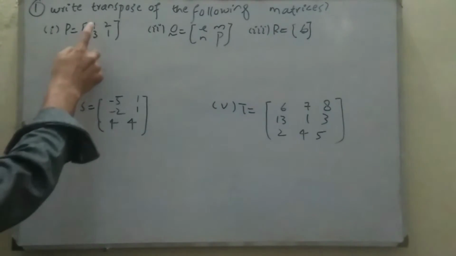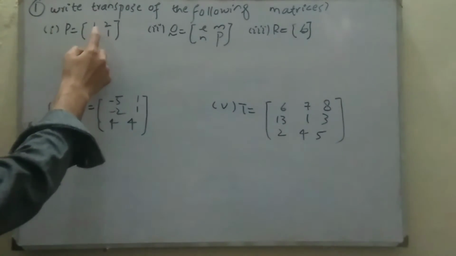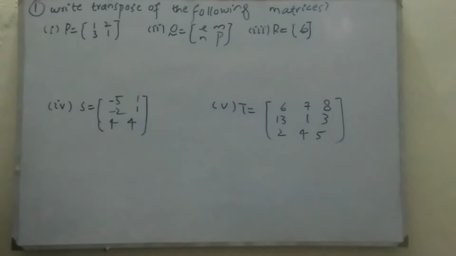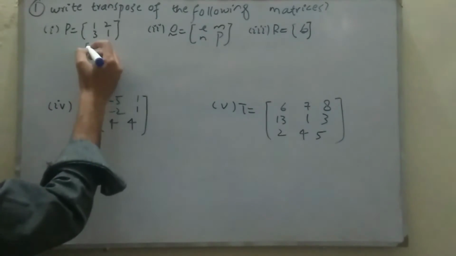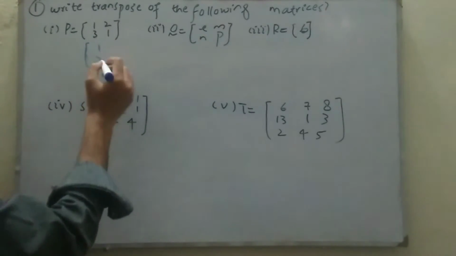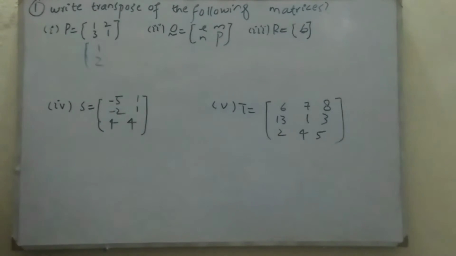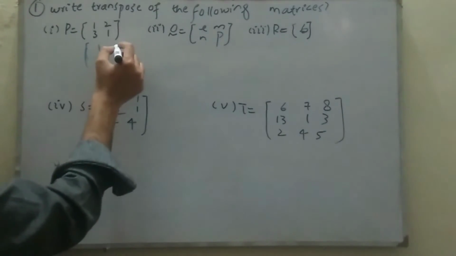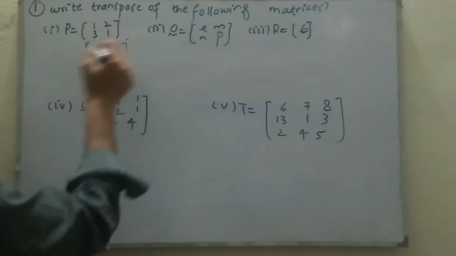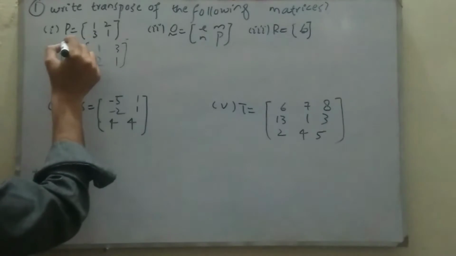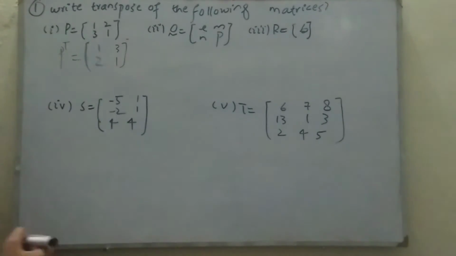Our P matrix is 1, 2 and 3, 1. So in transpose, the rows are changed into columns. So here this 1, 2 is in a row, so it will convert into a column, just like 1 and 2. And 3, 1 is also in a row, so it will convert to a column, just like 3, 1. So this is our transpose. We will write it as P power T, capital T.